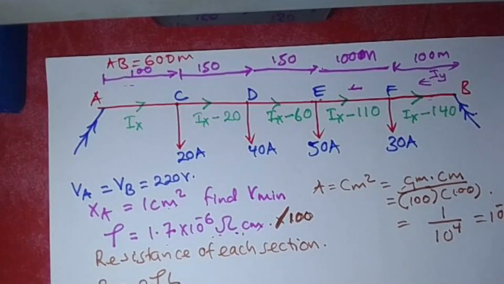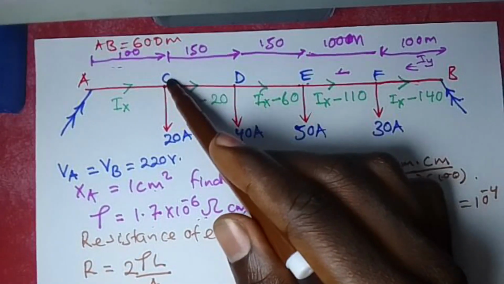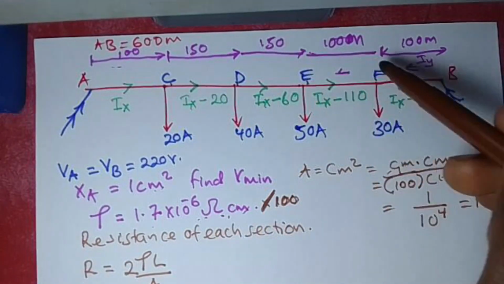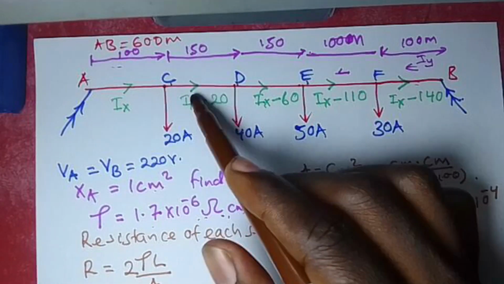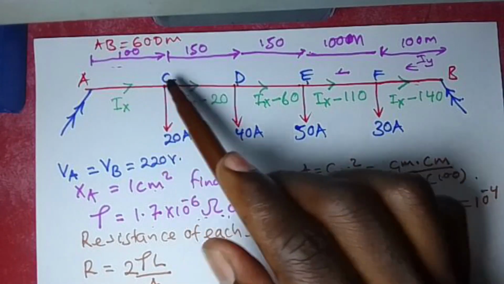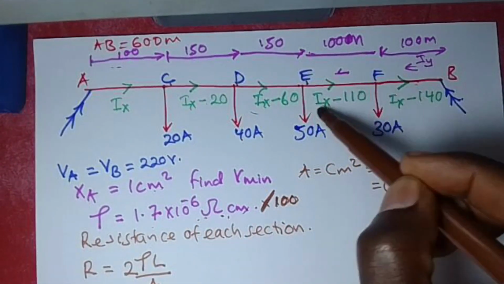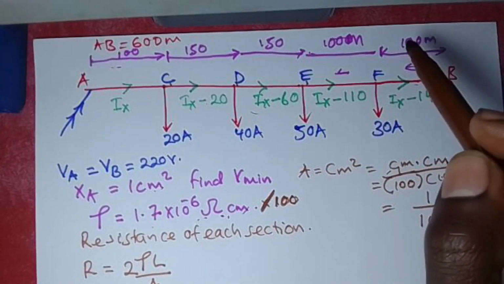Remember, for us to be able to calculate the voltages at C, at D, at E, we need to know the current flowing through each particular section. For example, this unknown current needs to be known, this current flowing here needs to be known, this needs to be known, and so on and so forth.